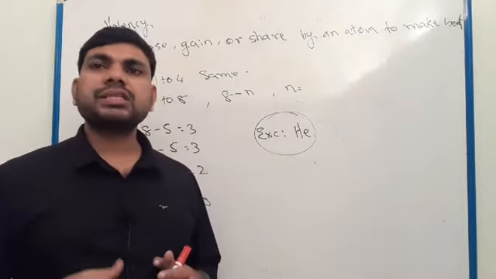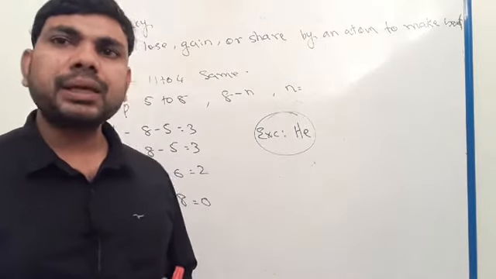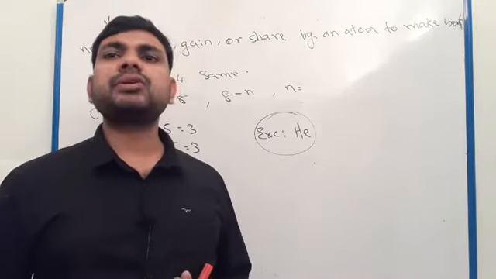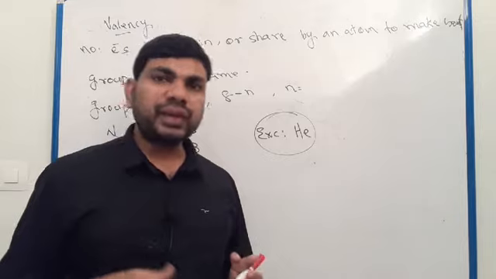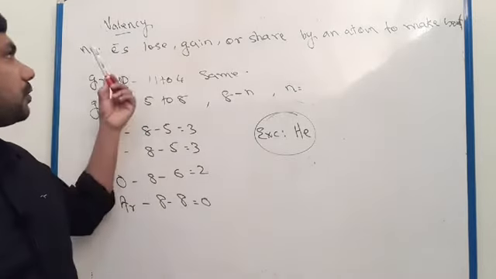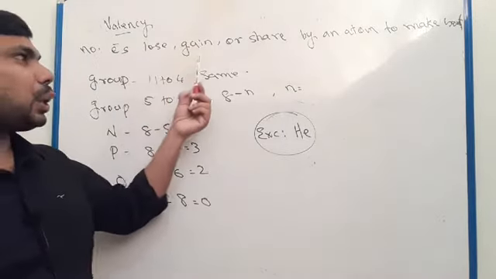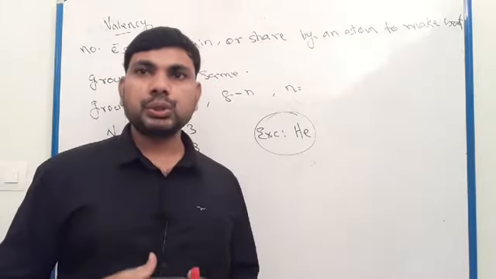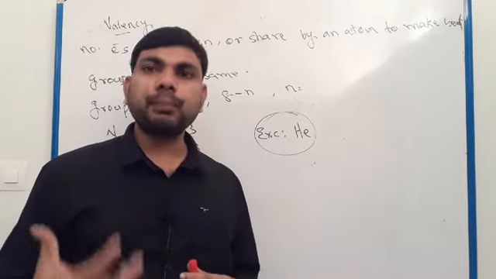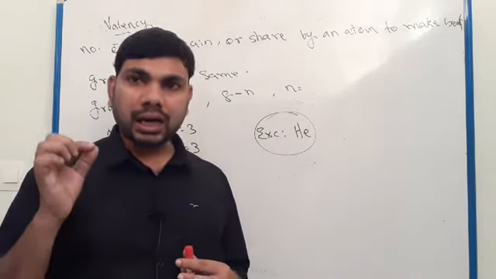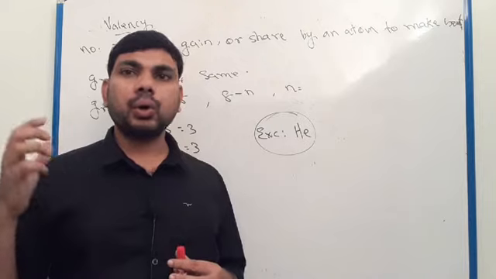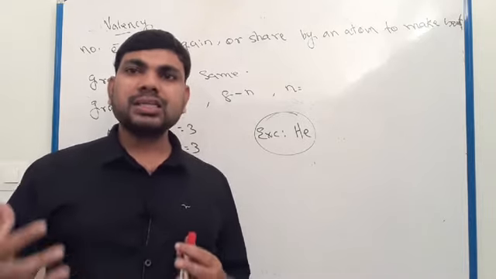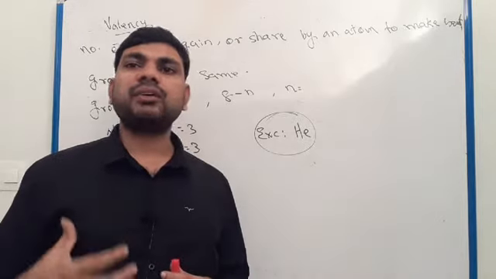Next one we have to discuss here, valency. Valency means combining power of an element. Combining power of an element is called valency, or we can say valency means the number of electrons lost, gained or shared by an atom to make a bond. To make a new bond, how many electrons does one atom lose, gain or share? This number of electrons is called valency.